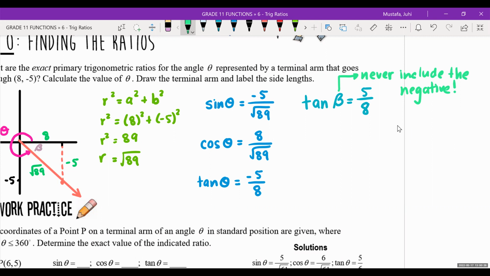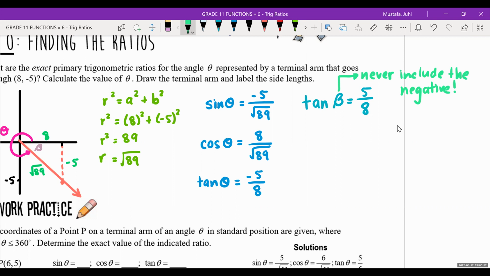Now, could we have just gone cos inverse? Yeah, we're actually going to try it for all of them. So let's try cos inverse of 8 divided by root 89. Tell me what you get. 32. Okay, let's try it for sine. So do sine inverse, but drop the negative sign. So 5 divided by square root 89. You should get 32 as well.